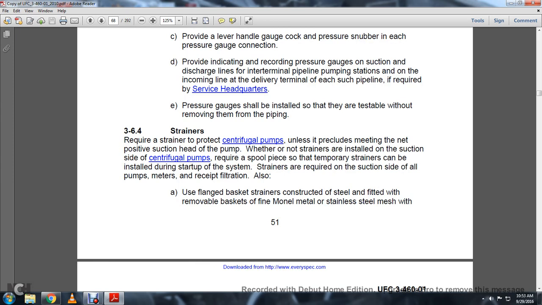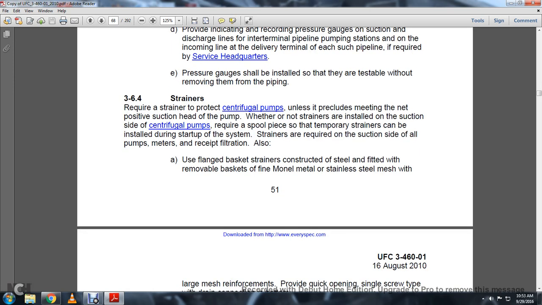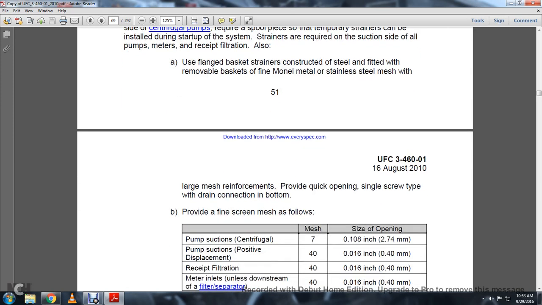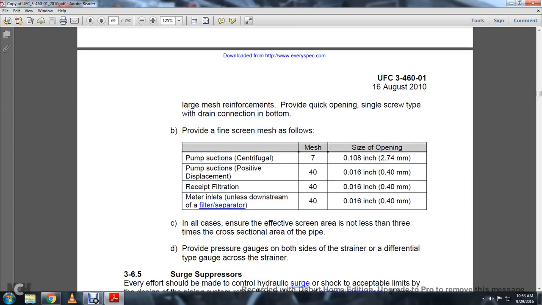364, strainers. Require a strainer to protect centrifugal pumps unless it precludes meeting the net positive suction head of the pump. Whether or not strainers are installed on the suction side of centrifugal pumps, require a spool piece so temporary strainers can be installed during startup of the system. Strainers are required on the suction side of all pumps, meters, and receipt filtration. Use flanged basket strainers constructed of steel, fitted with removable baskets of monel metal or stainless steel mesh, with large mesh reinforcement, provided with a quick opening single screw type drain connection in the bottom.